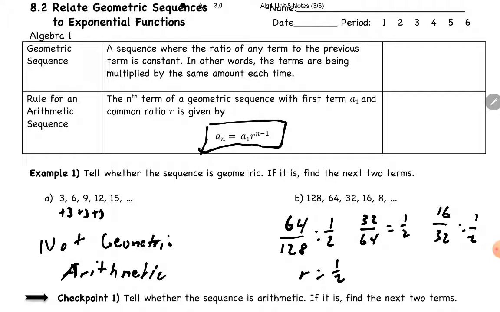64 to 32, take half. 32 to 16, take half. 16 to 8, take half. Half of 8 is 4, and then half of 4 is 2. This is indeed geometric.